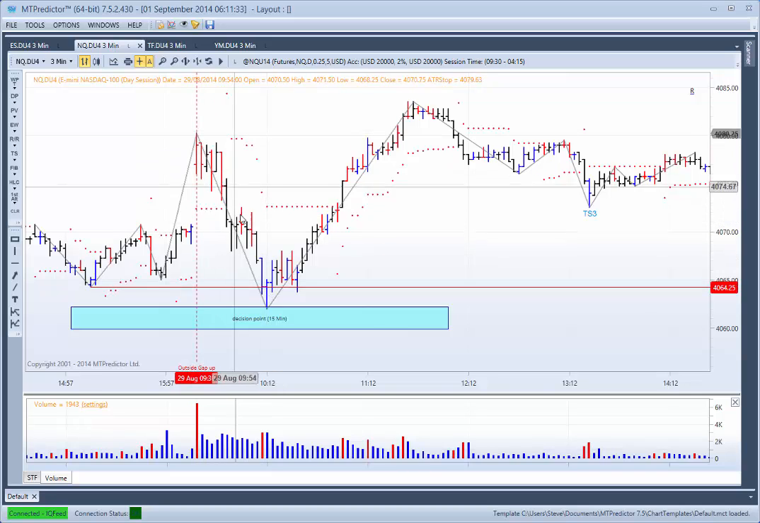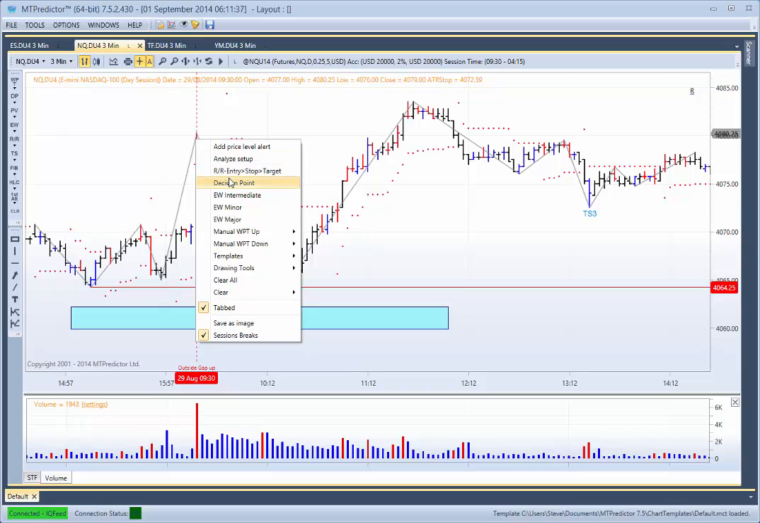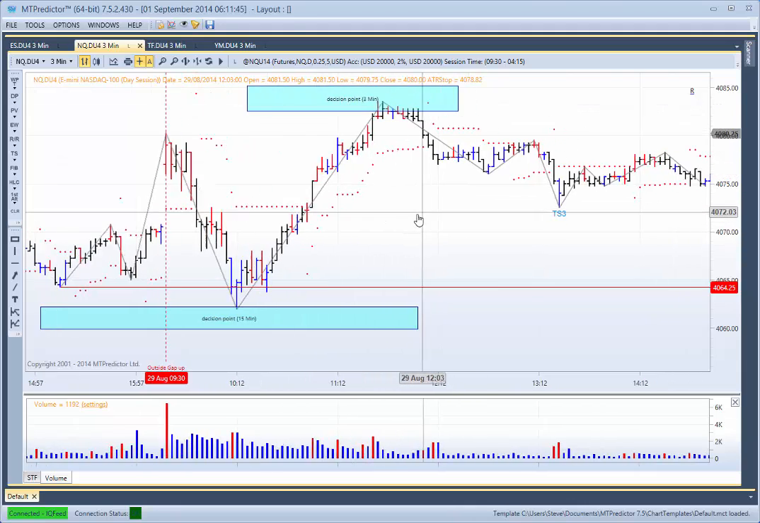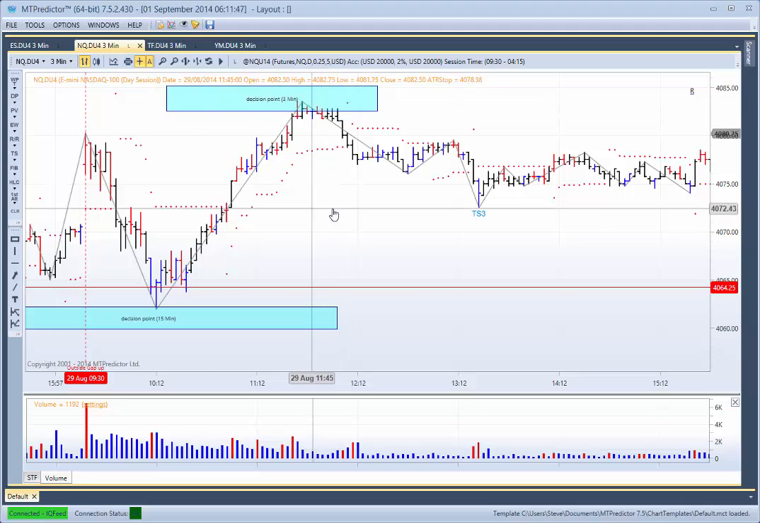Well, we go back to the last swing. This is the last swing down here. We take the DP off the last swing, and again this is projected in advance, and as you can see the market did exactly what was anticipated, rallied right up to that high there, and in fact actually if I scroll out that was the high of the day.